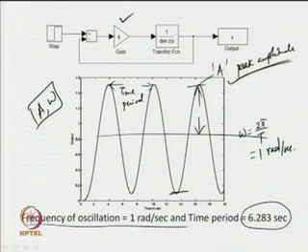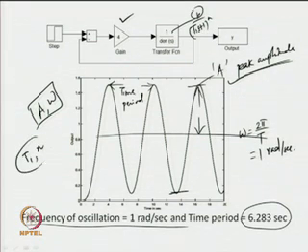What are the two unknowns of the model parameters? We assume the dynamics of the process to be of the form K upon (T1 s plus 1) to the power n. K has already been found earlier. Now, the remaining two unknown parameters T1 and n can be estimated using the information of peak amplitude and frequency of the sustained oscillatory output signal.